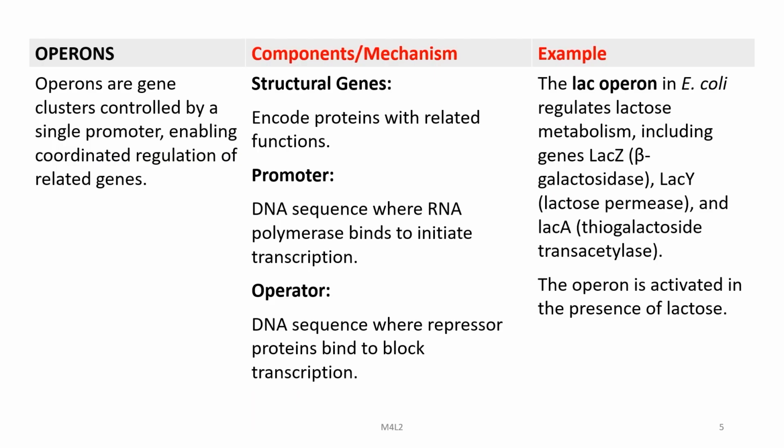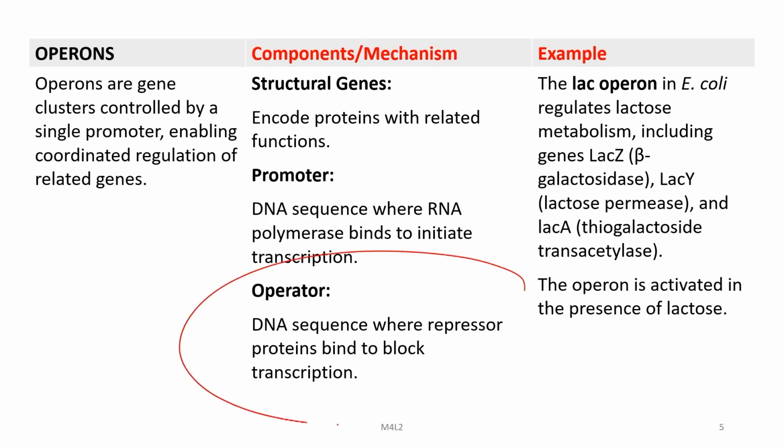If you look into operons, these are gene clusters controlled by a single promoter, enabling coordinated regulation of genes, and they are basically structural genes. They encode proteins with related functions. So, in one go it will express all the proteins that are required in that particular process or for adapting to that environmental condition. The promoter is the DNA sequence where RNA polymerase binds to initiate transcription, which we have discussed at length in the earlier lecture.